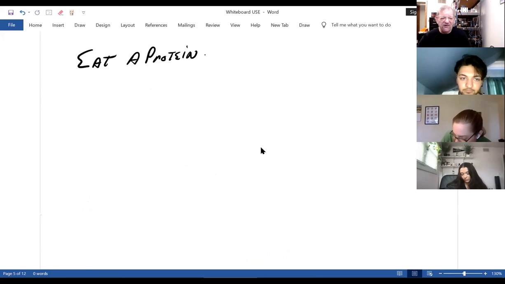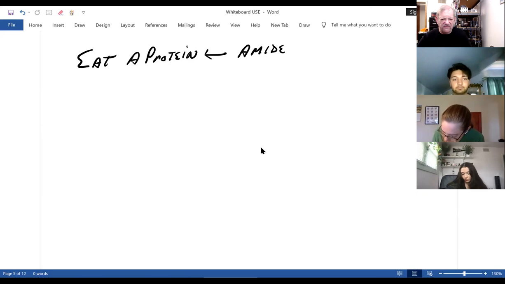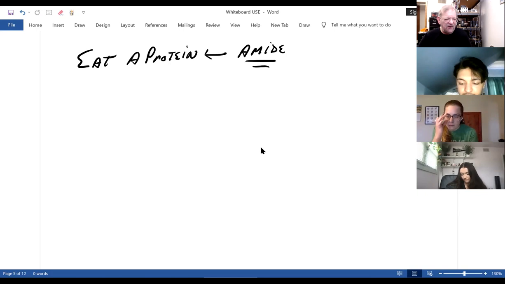What's the functional group in a protein? And that's an amide, is the key functional group. That's what holds amino acids together. Switches on up to 1,000 now. Ooh, got everybody's attention. And next, what's the general reaction? How do you describe that with words?